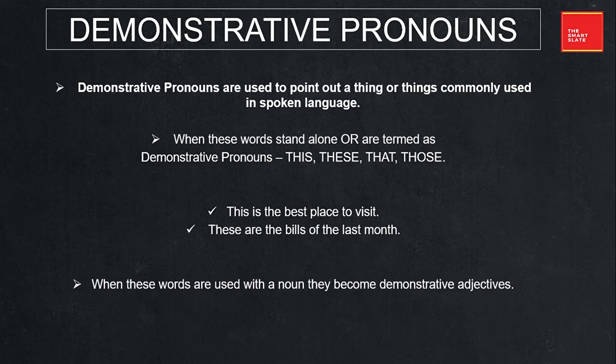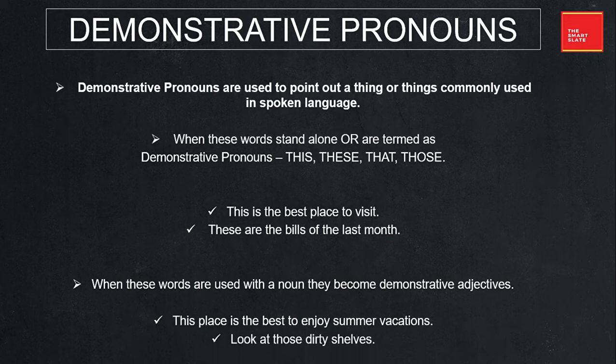When these words are used with a noun, they become demonstrative adjectives. Like this place is the best to enjoy summer vacations. Now this here is used with a noun, you can say place. This place. So here when it is used with the noun, it becomes demonstrative adjective. But in the earlier case it was used alone, without a noun, so it was demonstrative pronoun.